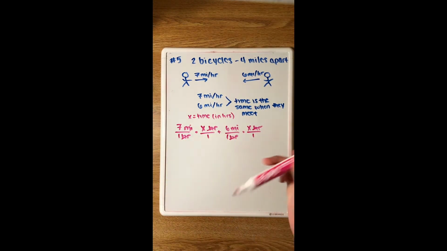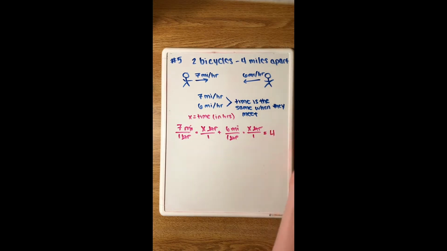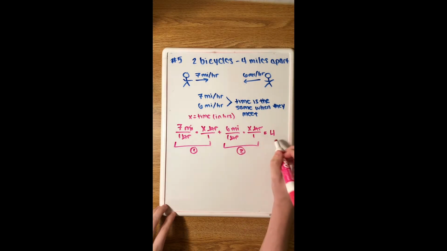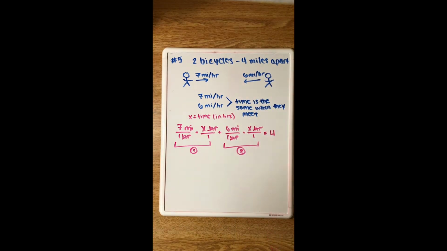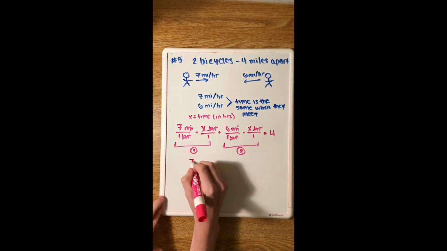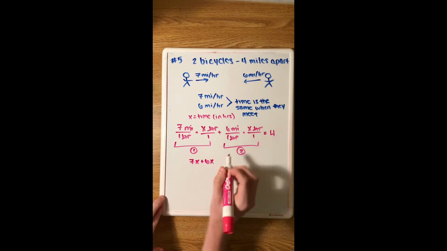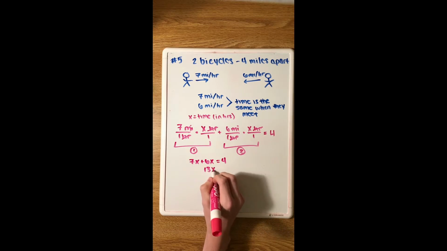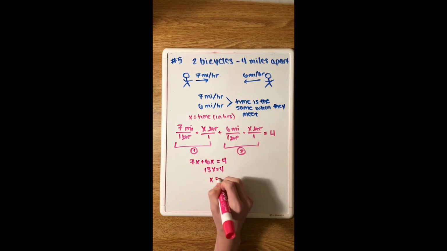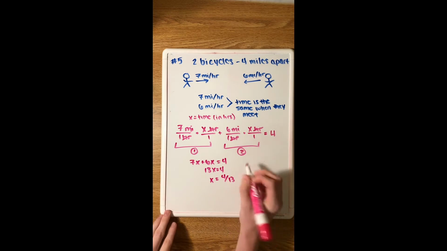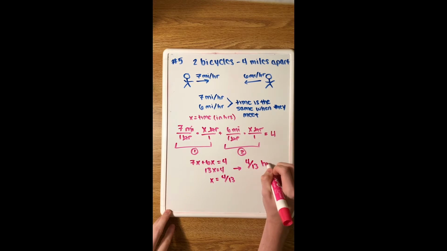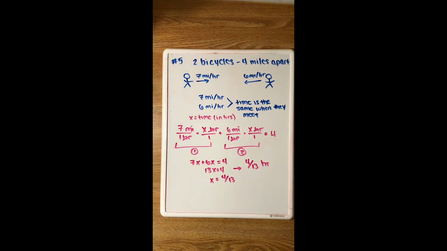So we know that they are 4 miles apart, so the total distance, so this is the distance for bicycle 1 plus the distance for bicycle 2, is going to be equal to your total distance, which we were given is 4. So we know that those two have to add to 4. So that leaves us with 7x plus 6x is equal to 4. And then we know that 13x is equal to 4, and that means that x is equal to 4 over 13. So this tells us that at 4 over 13 hours into their riding, that's when they're going to meet.